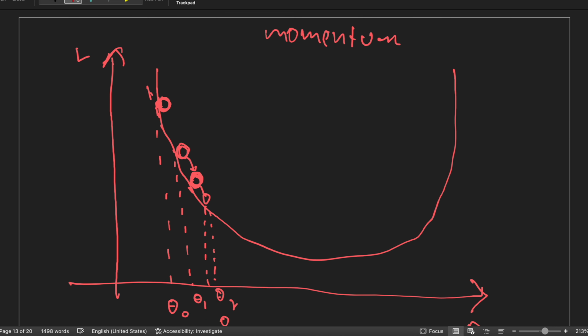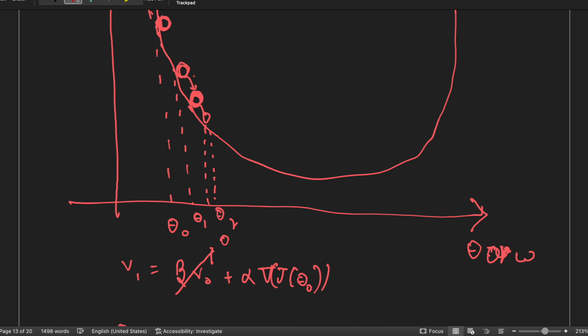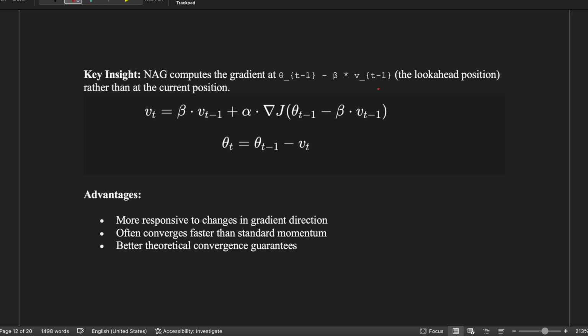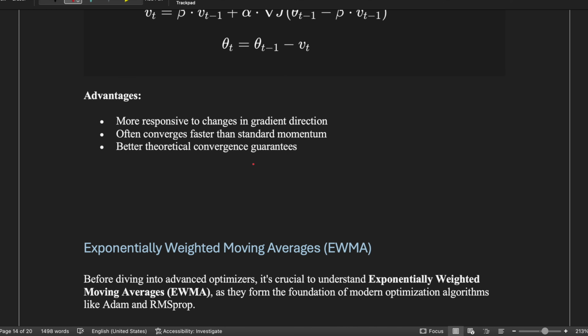So what we are doing is taking a velocity component jump first and then calculating the slope at that position. Earlier in momentum, we calculated momentum and gradient at the same position and took a total complete jump. But what we are doing in NAG is taking the velocity jump first and then calculating the gradient at the position we have reached because of that velocity. I hope you understood this. This is the whole concept behind it, and you can go through the formula and you will understand.